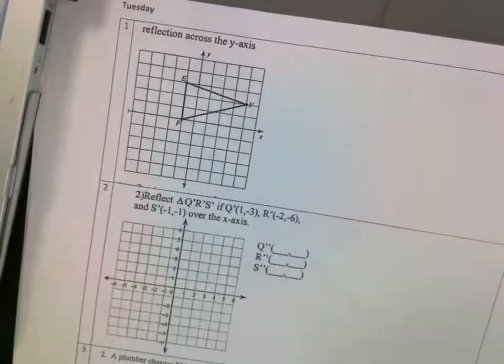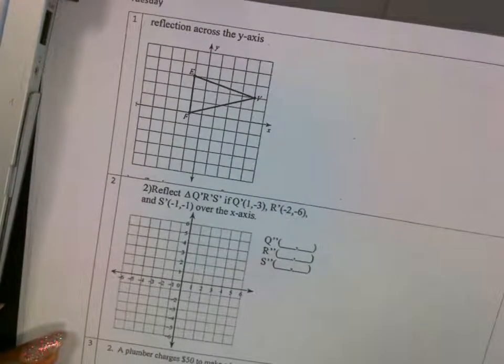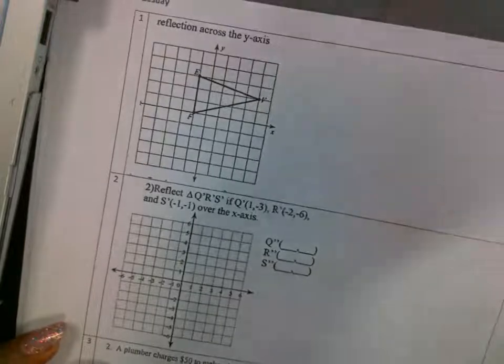All right, class, this is Tuesday's homework help, and we are still working on reflection.